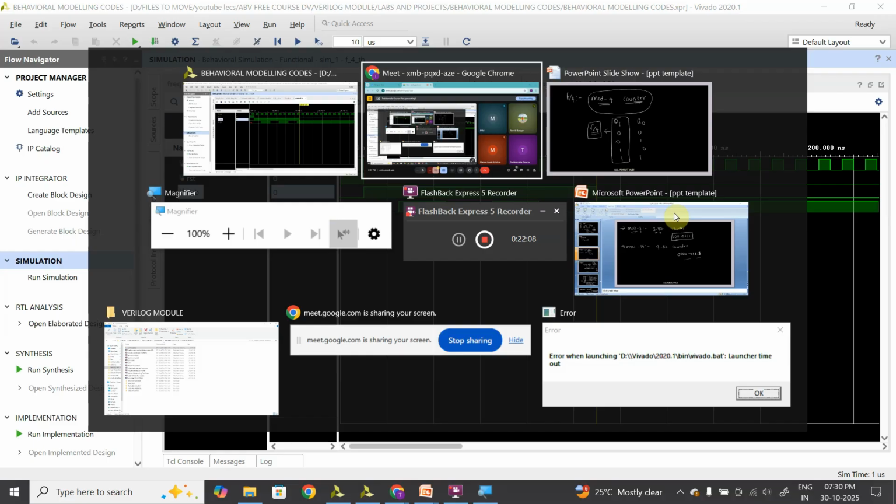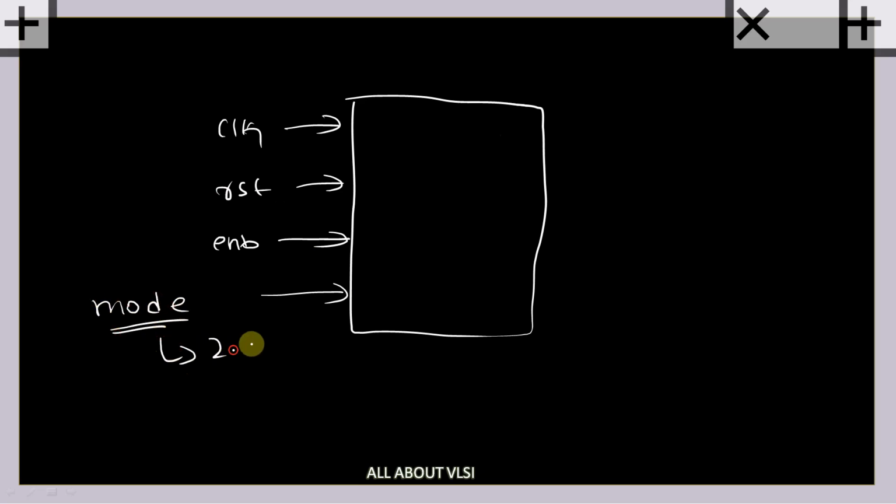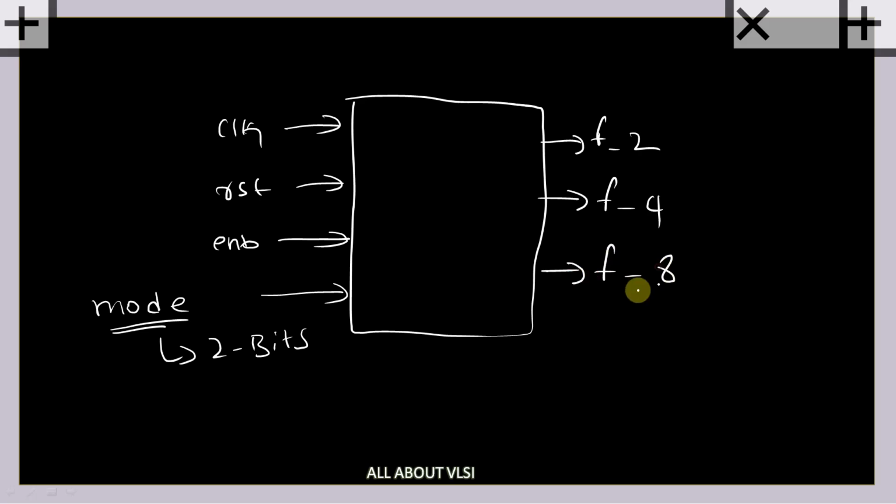Any doubts or queries? Let's say we have a design which is going to have clock, reset, and let's say enable signal, and one more thing, a mode signal. This mode signal is, let's say, 2 bits, and we have our outputs as F by 2, F by 4, and F by 8. Okay, so these are our outputs. We can take one more output also, F by 16.